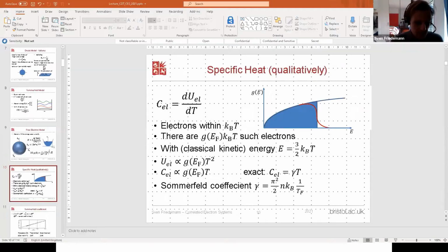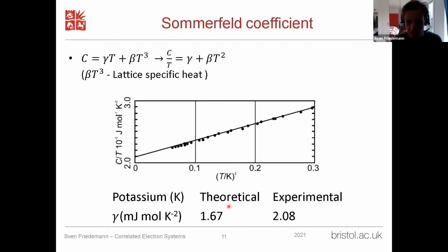Okay, so that's the specific heat. Let's see how that works out in experiment. So here is some data, and I have a plot here of the specific heat of potassium. And it's a plot where the specific heat is actually plotted as specific heat divided by temperature versus temperature squared. Everybody confident? Do you know why it's plotted this way?